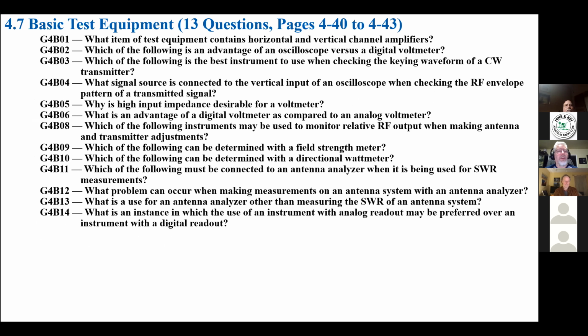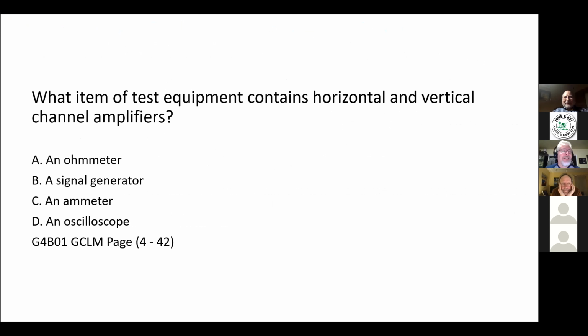Wait a sec, I'm getting all confused. Basic test equipment's gotta be the last section. Am I getting tired or what? It is the last one.